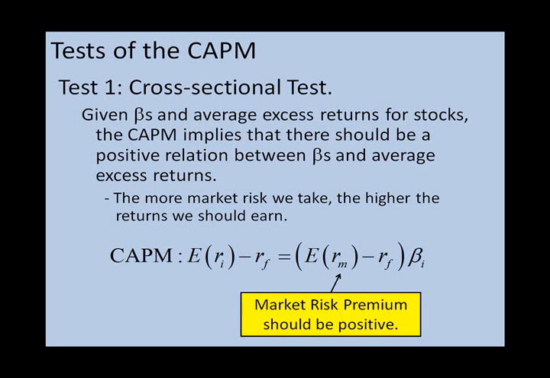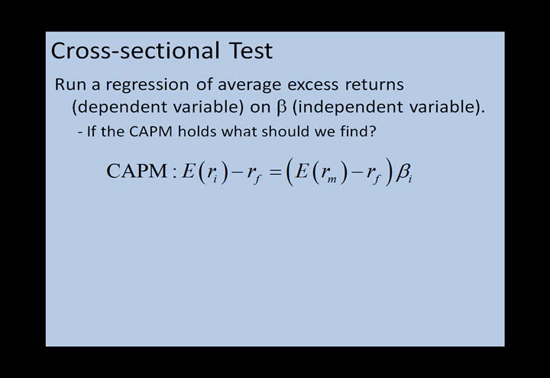For the remainder of the course, we're going to talk about excess returns a lot. So make sure you understand that excess returns are the raw returns minus the risk-free rate. To conduct the cross-sectional test of the CAPM, what we're going to do is run a regression. And what we want to see is: is there a relationship between average excess returns and beta? If the CAPM holds, we think that the higher the beta, the higher the average excess returns. So we think there's a positive relationship between average excess returns and market risk.